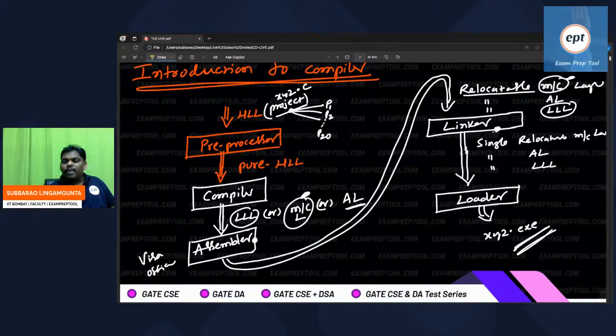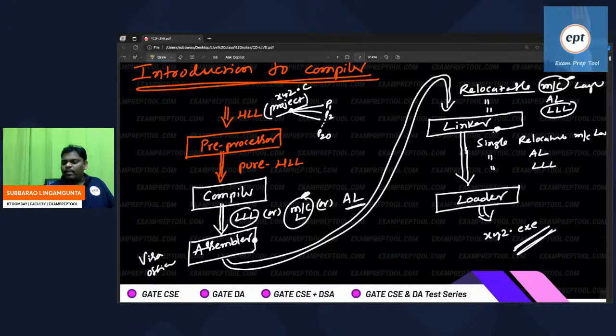Sir, storage mapping is done by the compiler? Storage mapping in the sense, that is done by the memory management. See, limited work is done by all these people, right? The major thing is done by the operating system. Memory allocation, memory deallocation, file management, process management, all the things are done by the operating system.